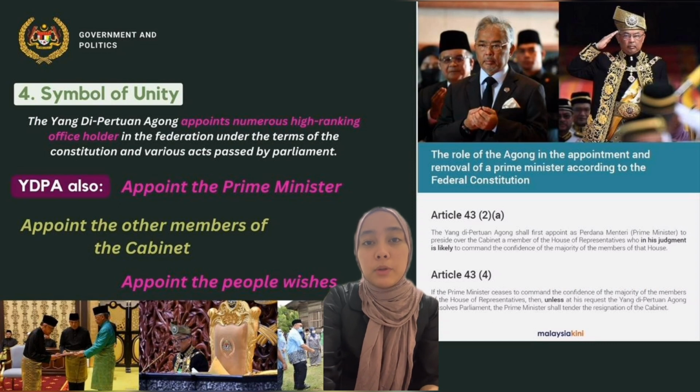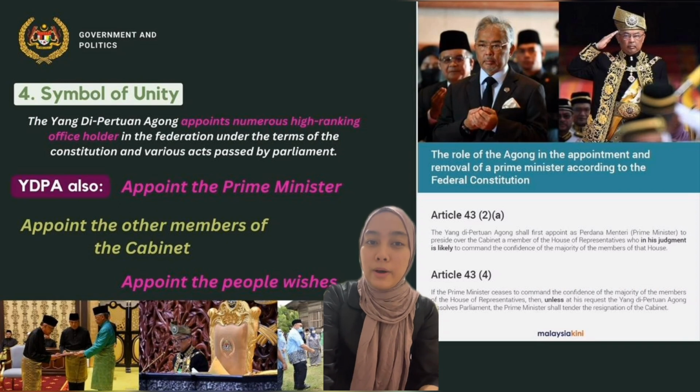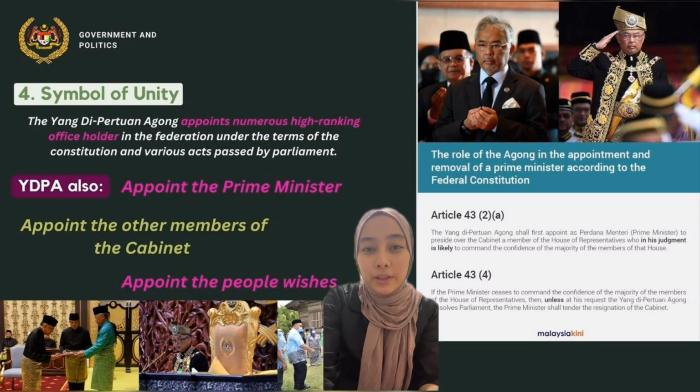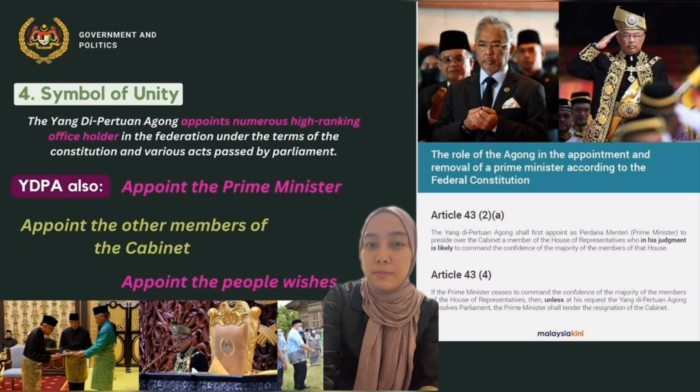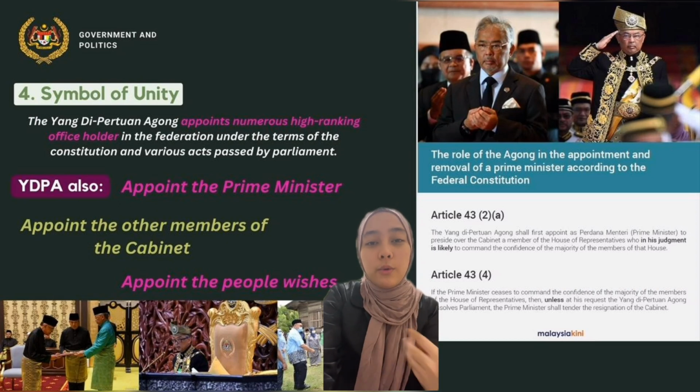The Yang di-Pertuan Agong is supposed to appoint a PM from the Dewan Rakyat who is likely to command the confidence of the majority of the House in his decisions. The king has the right to appoint the person he wishes. If the Prime Minister dies unexpectedly, the next in line in the party will become the Prime Minister, meaning the current Deputy Prime Minister will become the new Prime Minister. However, for example, the Yang di-Pertuan Agong can nominate a temporary Prime Minister at his own discretion in the event of the government's collapse.